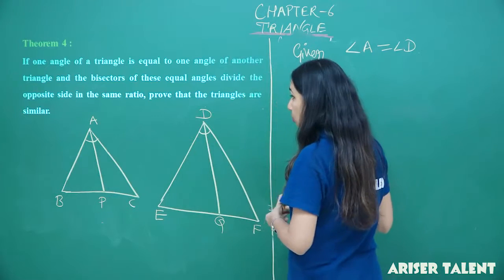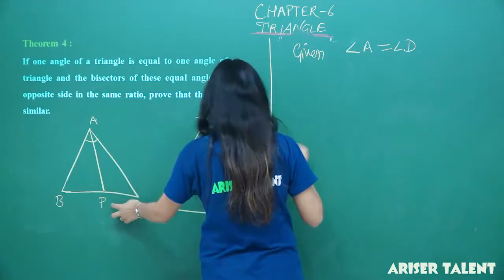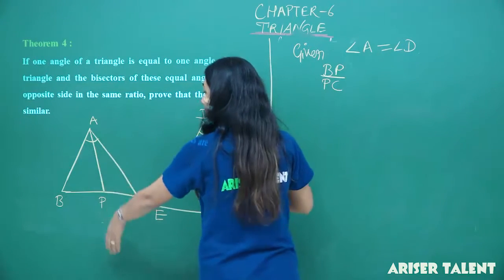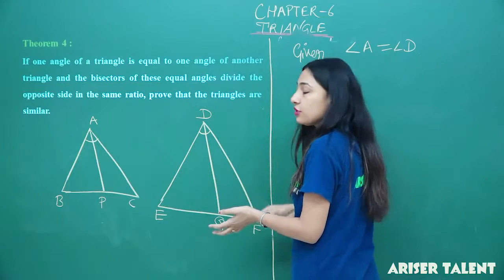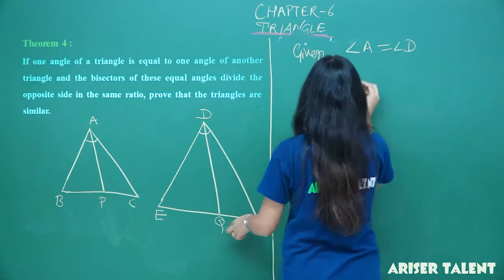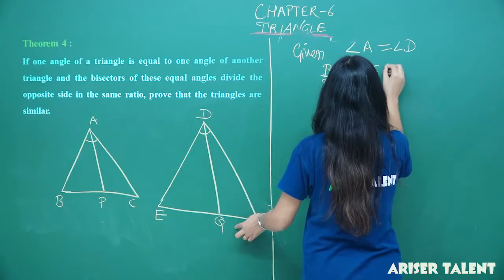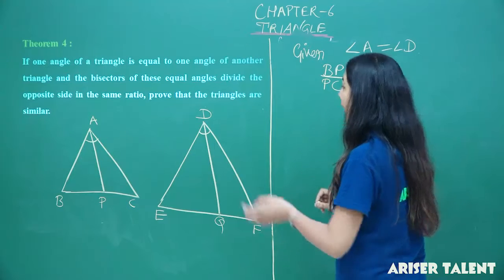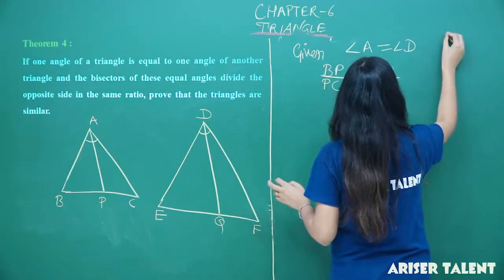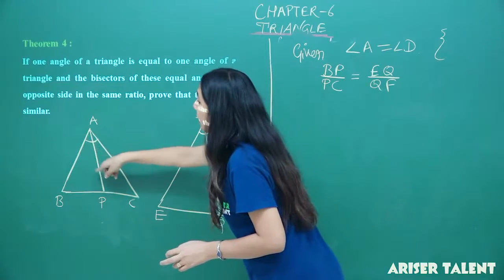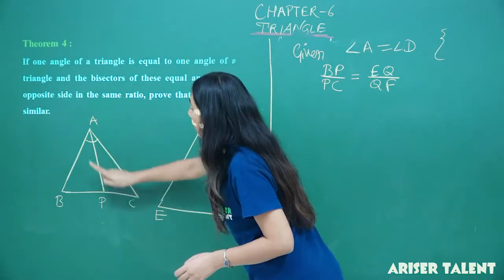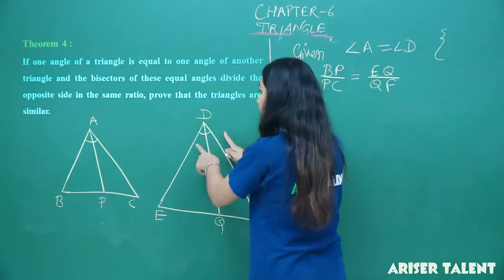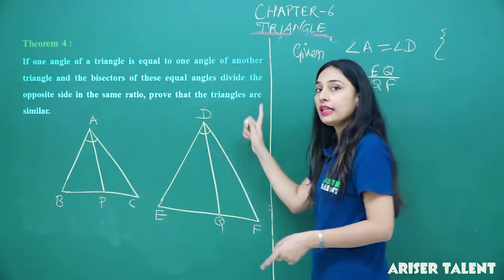Then, the bisector of these equal angles divide the opposite side in the same ratio. So, ratio BP by PC. So, if this is dividing this side in this ratio BP by PC, then that will be equals to EQ by QF. Okay. Now, I have also given that we are having these angles BAP and PAC equals to 1 by 2 of angle A, and again this is also 1 by 2 of angle A because angle A and angle D are equal.